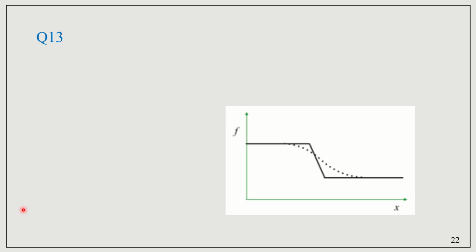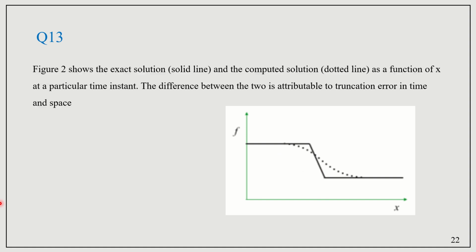Now we will go to question 13. Now we are looking at question 13. For question 13 we have one figure. In this we are able to see one straight line and one dotted line. So we look at the question first.